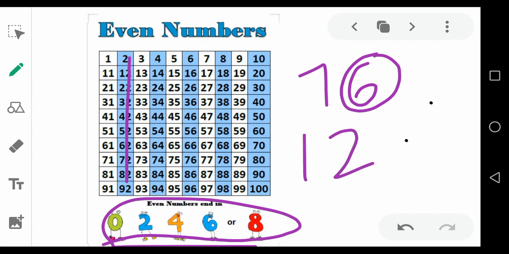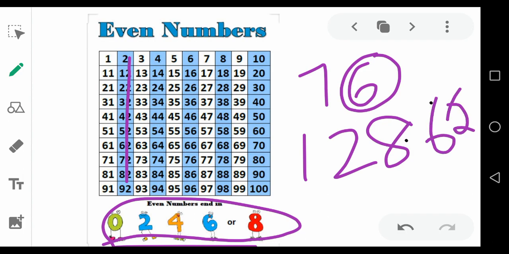I am taking 1286. So what is the last number here? 6. If it is ending in 0, 2, 4, 6 or 8, you can say that it is an even number. So this is an even number.